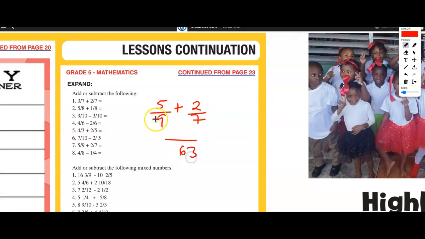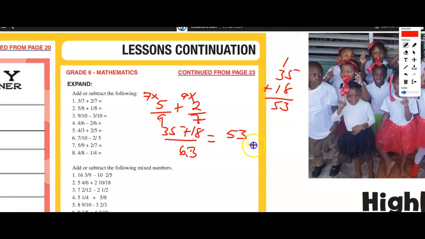Let's say 63. 9 into 63 would go 7 times. 7 fives would be 35, plus 7 into 63 would go 9 times. 9 twos would be 18. So 35 and 18, we can put that to one side. Let's add these. This would be 13, carry 1. This would be 53. So this is 53 over 63.